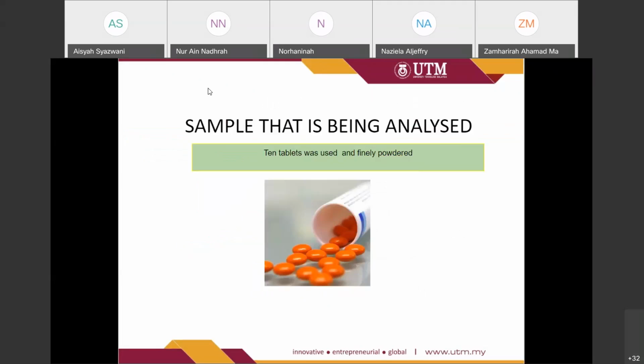Okay, the sample that is being analyzed in this study is tablets. So in this study, 10 tablets were used and finely powdered.